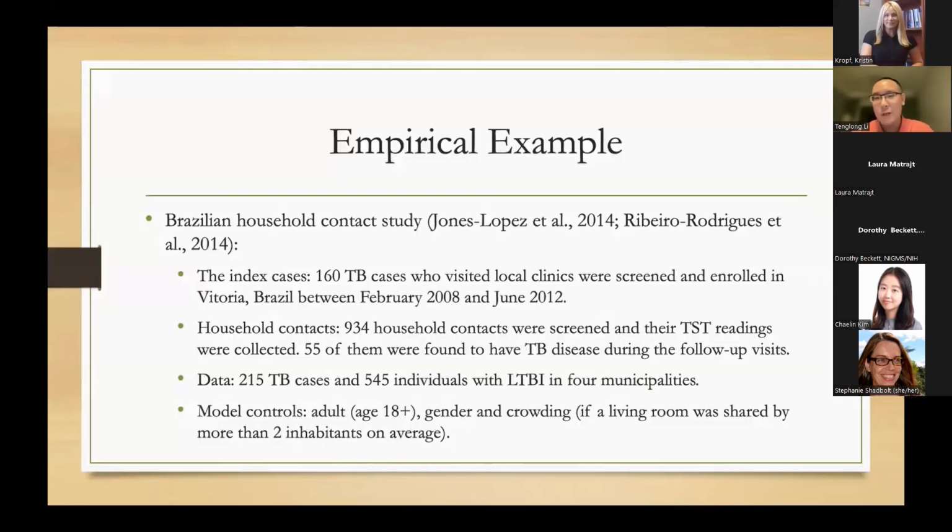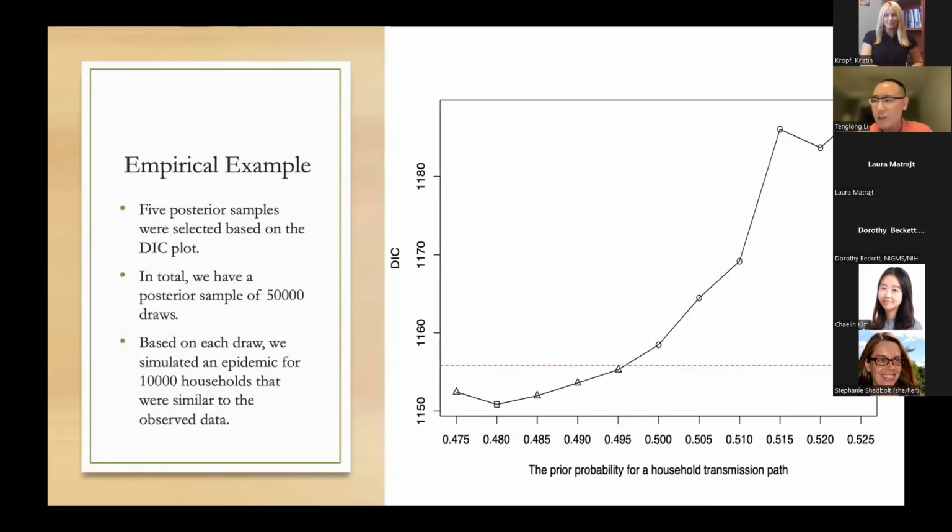The last one, we do the empirical example using a Brazilian household contact study, and we have 160 households, and we enrolled 934 household contacts. The contacts were screened and had their TST readings collected in order to determine their infection status, whether they're infected or not. And we only have 3 controls in the model, as designed in the simulation 2 study. We have adult, which is age 18 or older, and gender and crowding. The crowding is based on the ratio between the number of inhabitants in the household and the total number of living rooms.